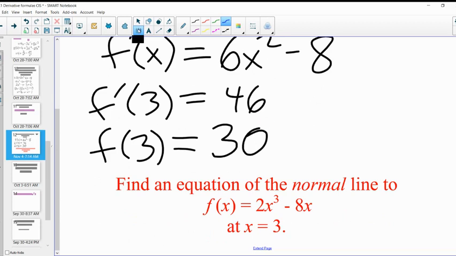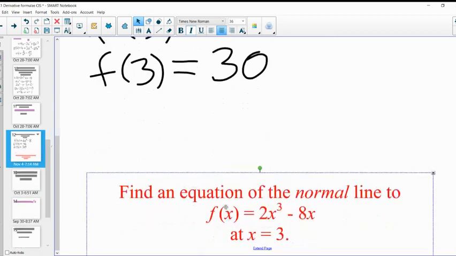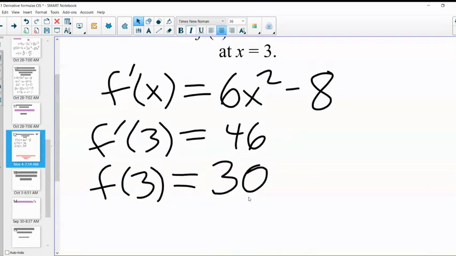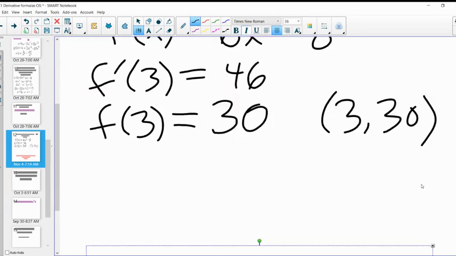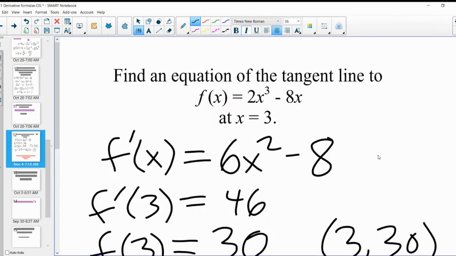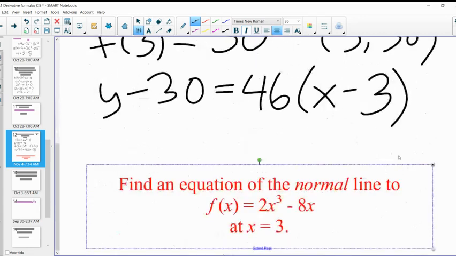So I've got the slope at x equals 3, and I've got the location at x equals 3. I suppose I could say that it goes through the point (3, 30). And so my equation for the tangent line is y minus the y value equals the slope times x minus the x value. And there we go. That is the equation of a tangent line at x equals 3.